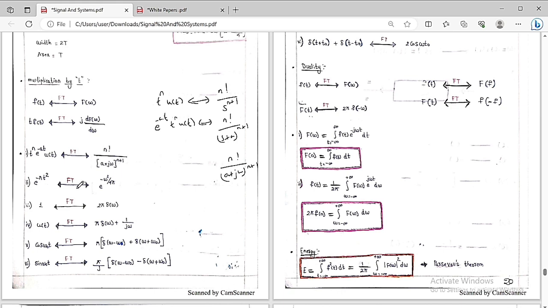The Fourier transform we have to remember: for e to the power of minus pi t square, the Fourier transform is e to the power of minus omega square by 4 pi. This one you have to keep in your mind.